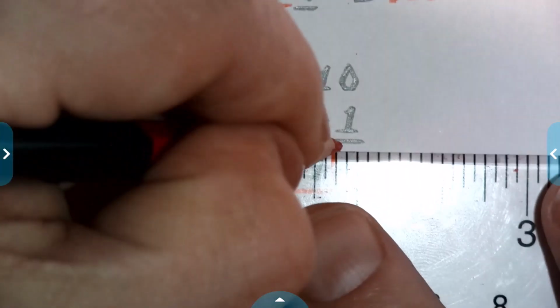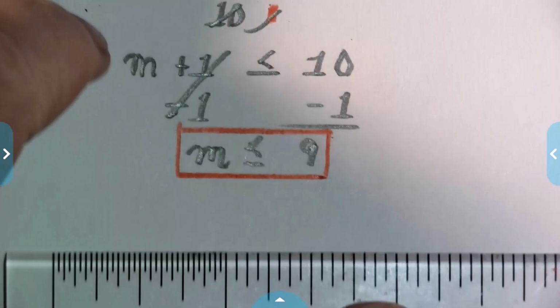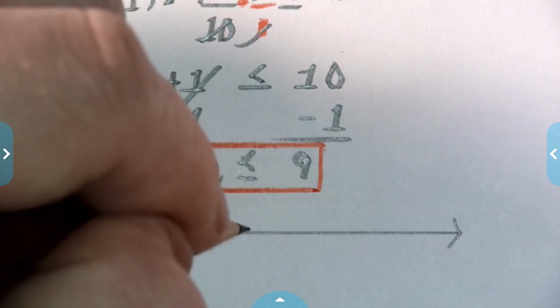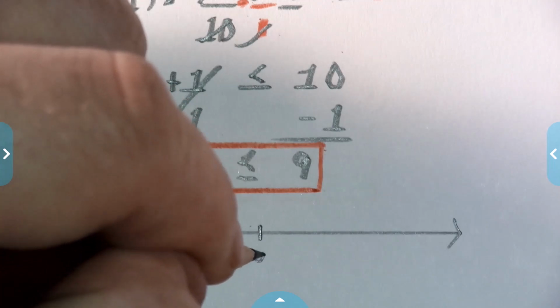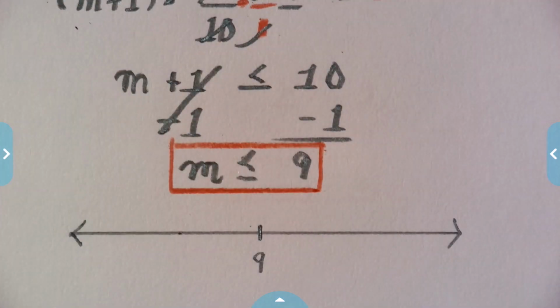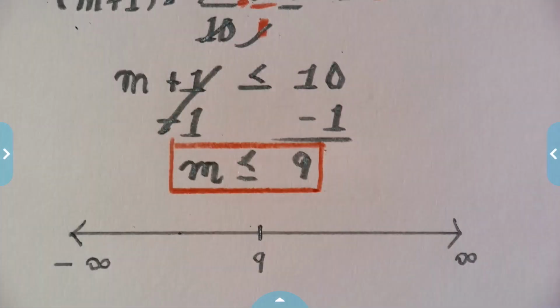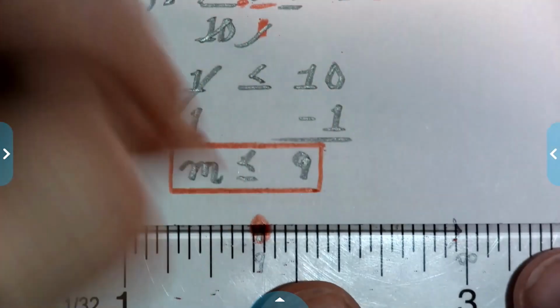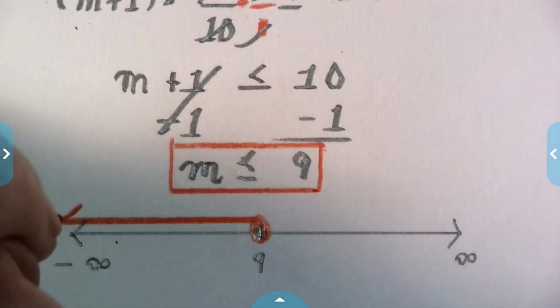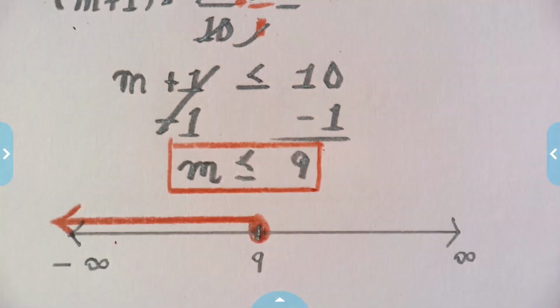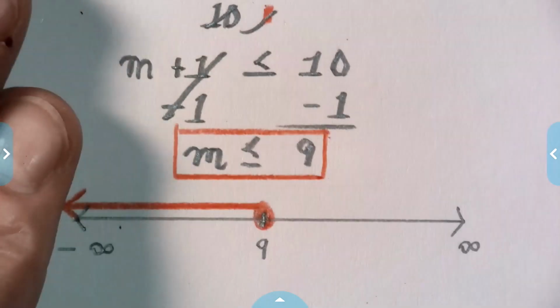And now for the graphing. This doesn't have to be an art project, but just draw a number line. This is how simple this can be, guys. And you can put a 9 right here. What I usually do is I write negative infinity over here and positive infinity over here, and put a closed-in circle on 9, and then draw my arrow to the left since it's less than or equal to. And you're done. So very simple number line that you draw. Moving on to number 6.